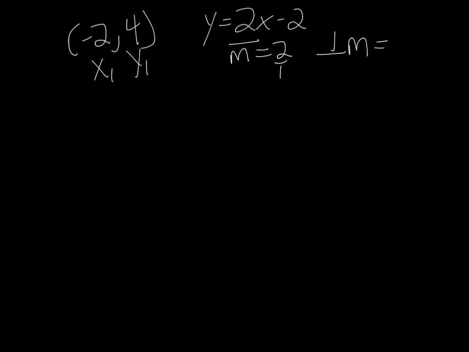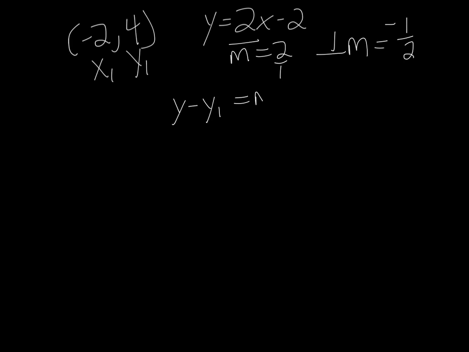2 wholes really means 2 over 1. So when I flip that, I'm going to have 1/2, and I need the opposite sign, so I'm going to make that negative. Now I have a perpendicular slope of -1/2. I will use that in the point slope formula.